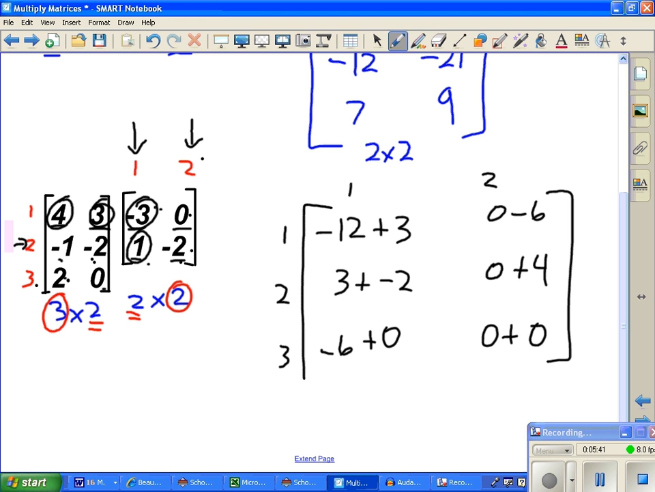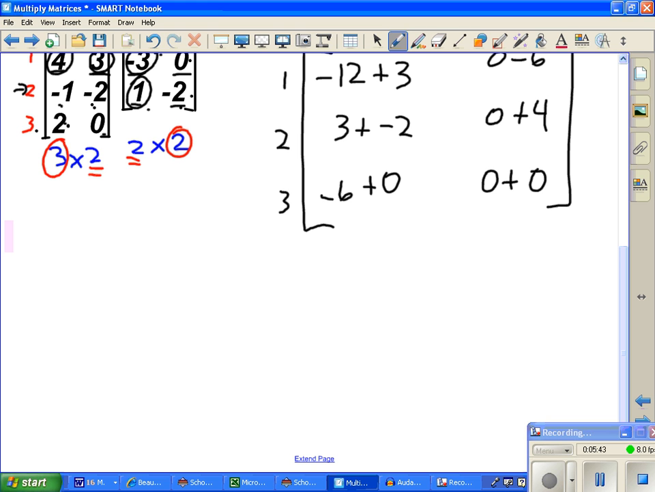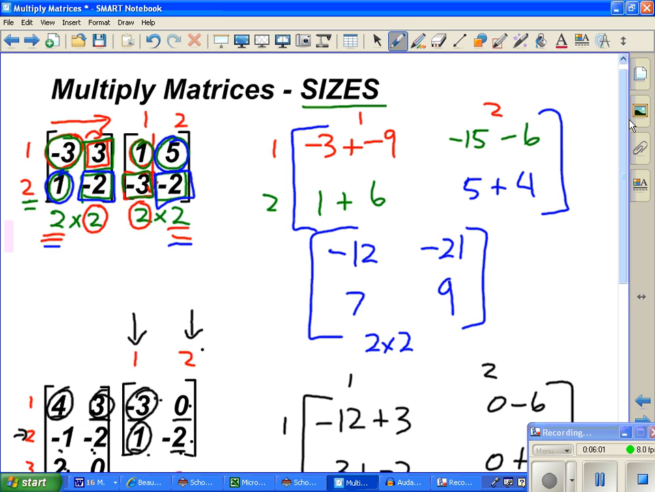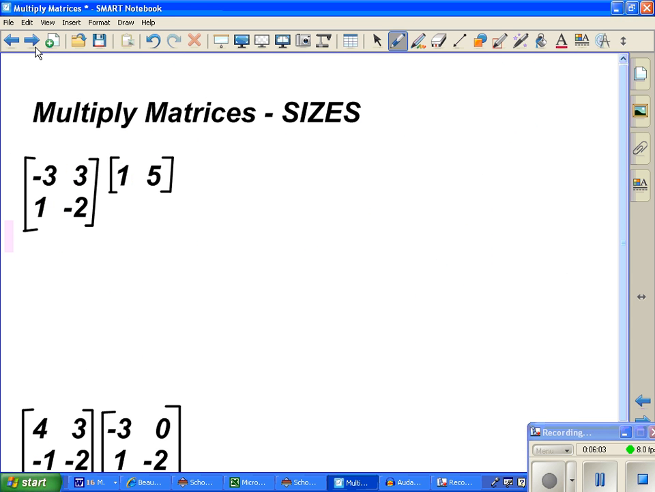And here's my matrix in general. Okay? And now I just go through and add things up. So I've got negative 9, negative 6, 1, 4, negative 6, 0. And notice I ended up with a 3 by 2, just like I should. Okay? Let's move on. Got more examples to do here.